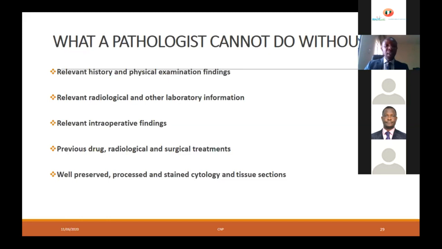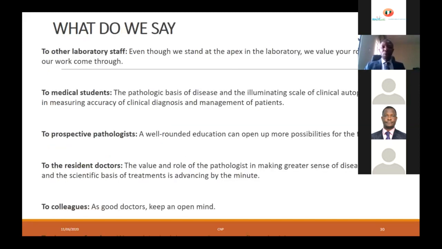Well-preserved tissues and well-stained slides are the bedrock of a good pathologist's practice. So we rely heavily on the clinician as well as on our other ancillary colleagues in the laboratory to be able to give you the best in terms of quality. What we say to the laboratory staff, even though we stand at the apex in the laboratory, we value your role in making our work come through.